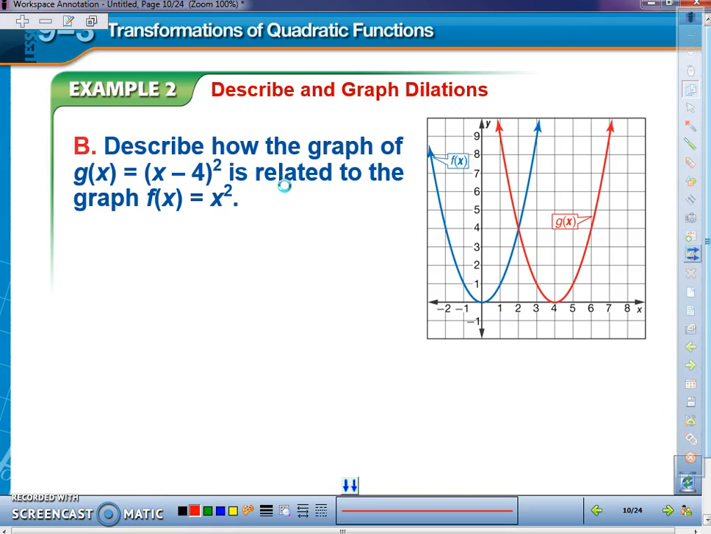So if we were to compare these, how are these translated? We start at blue, we end up at red. How is it translated? Well, it starts here, ends up there. 4 units right.